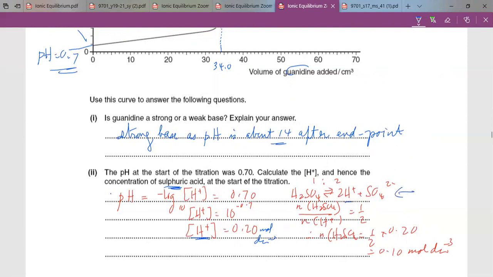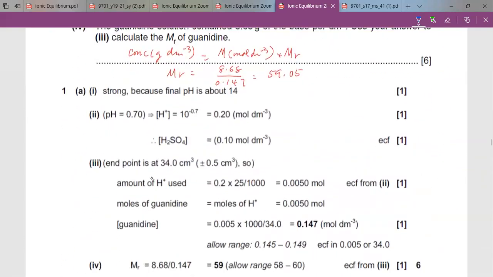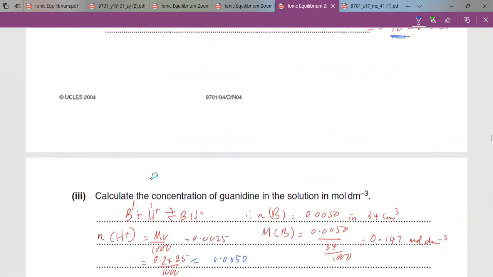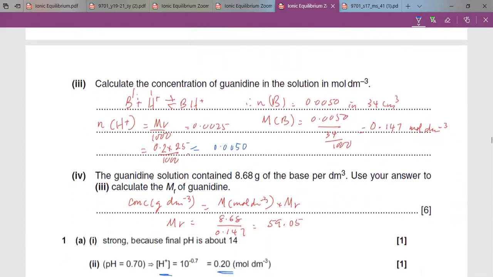So here's the H+. So H2SO4 is half, no? 1 to 2, isn't it? So 0.2 and 0.1. You see the marking here. Because H+ is 0.2, H2SO4 is 0.1, half of that. Now here, calculate the concentration of guanidine, in moles per dm cube.